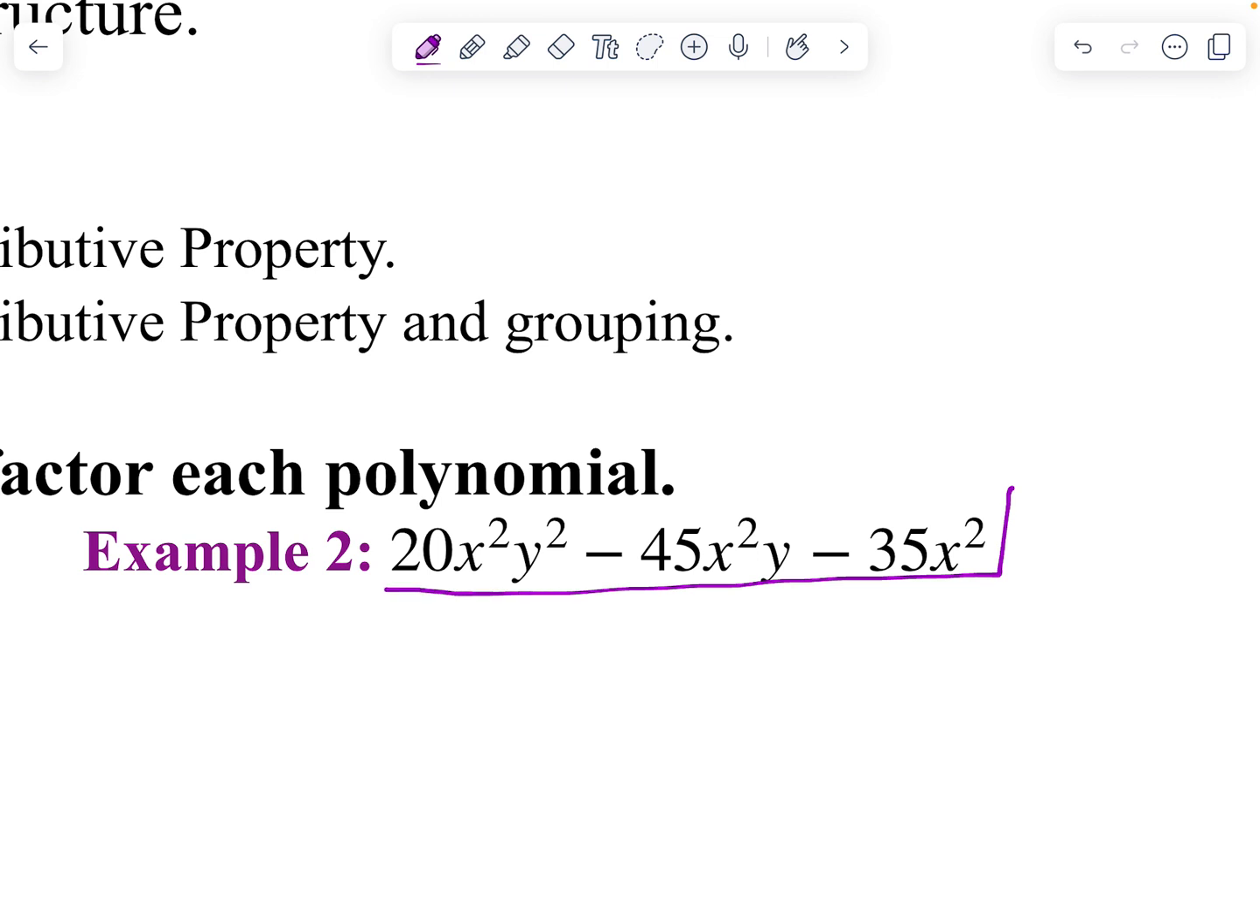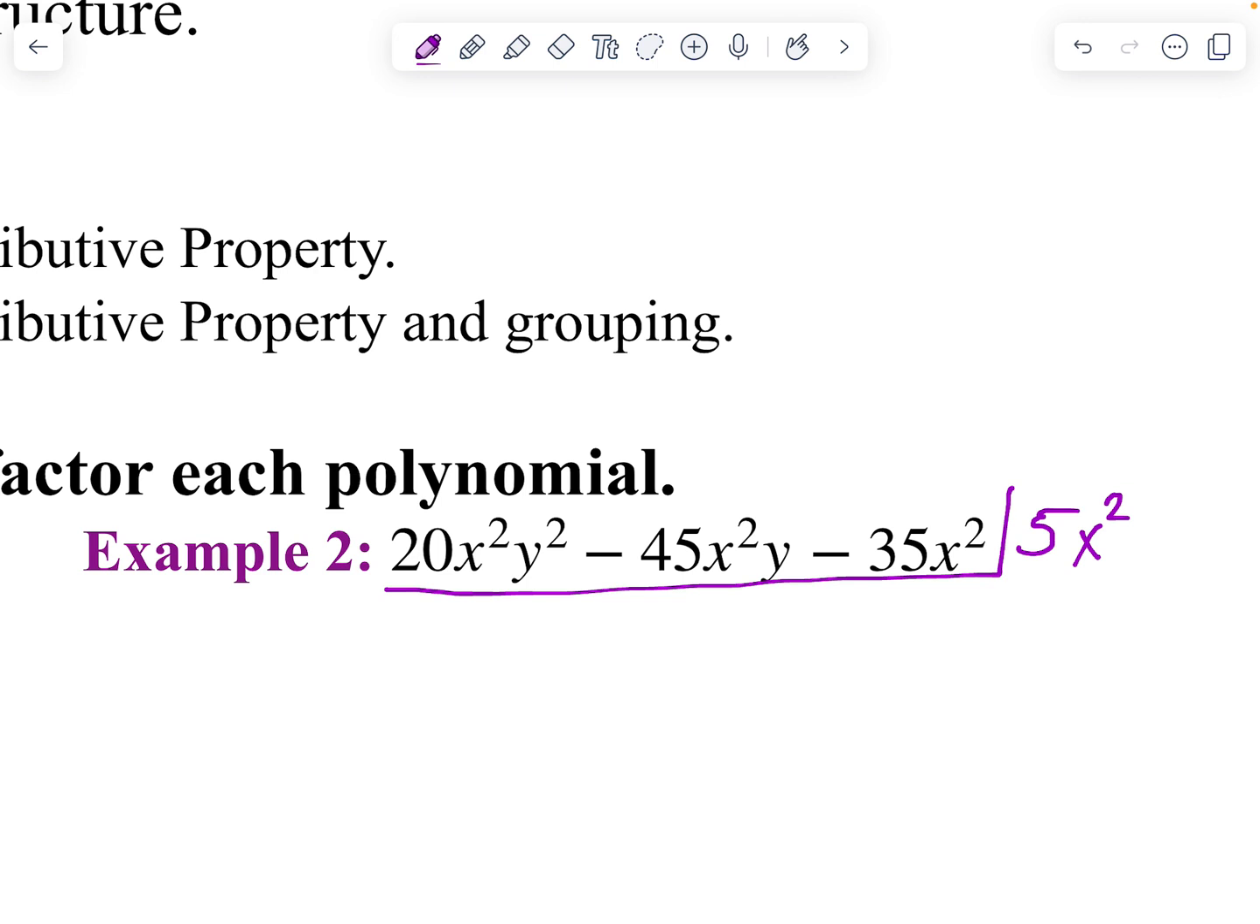Now, if I have 3 terms, on example 2, I do the same thing. Let's start with our numbers, 20, 45, and 35. Well, there's a 5 that goes into all of them, isn't there? Now I look at my x squared. There's an x squared that goes into everything. But notice there's no y on the last term, so I can't factor a y out. So now I'll divide them out to make sure I pick the biggest one and actually get my answer.